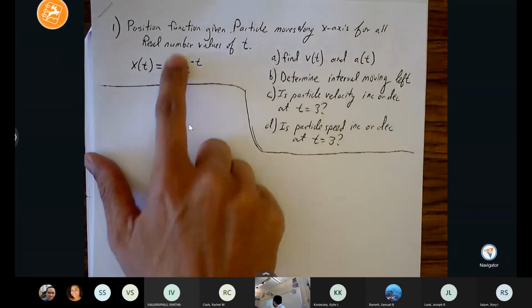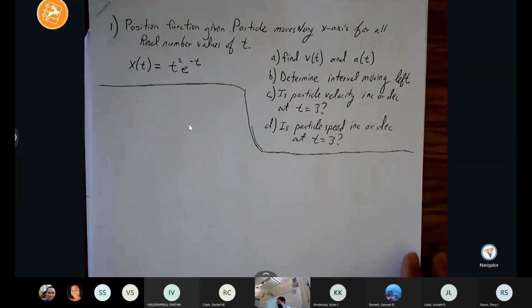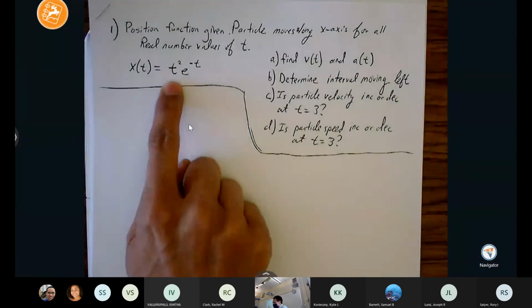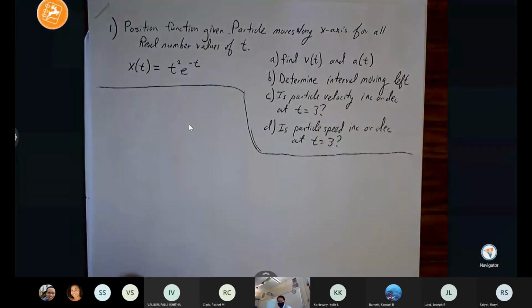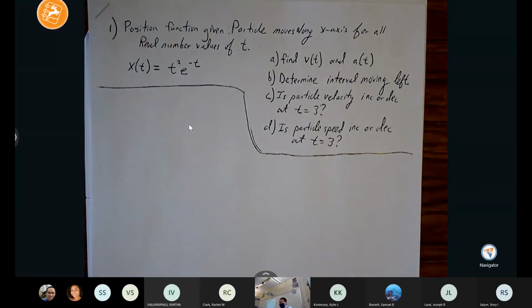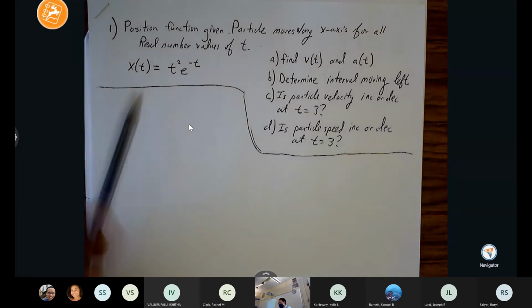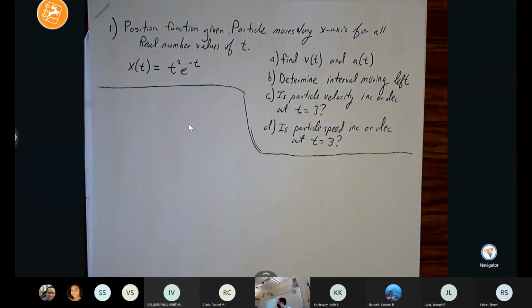A particle moves along the x-axis, so there's only a left and right movement involved for this object. We have a position function of t squared e to the negative t. Find velocity and acceleration. So what do we have to involve here to find the derivative? Product rule. We've got to recognize that t squared is one expression, e to the negative t is a different function. They're being multiplied together. But another option is you can bring that e to the t down to the denominator and go through quotient rule. Same thing, we're going to get the same result.